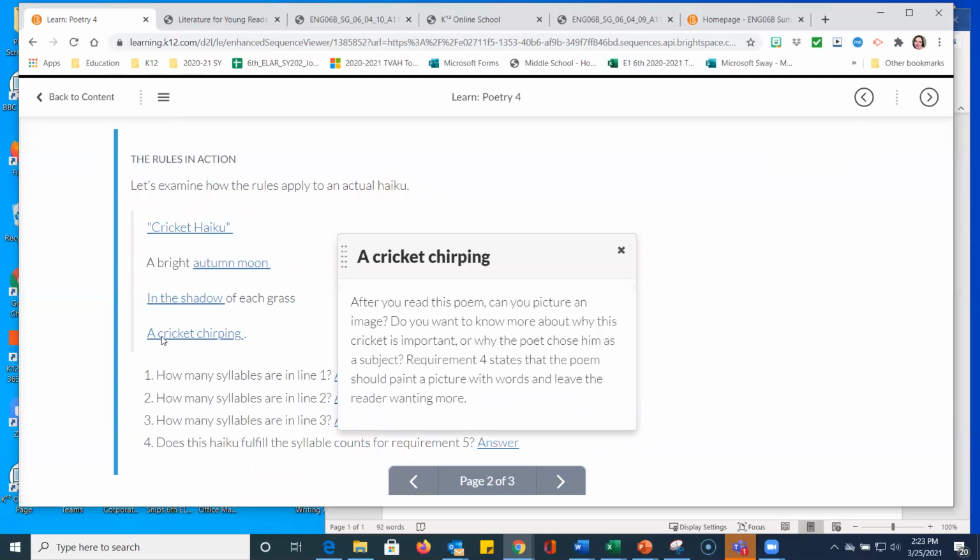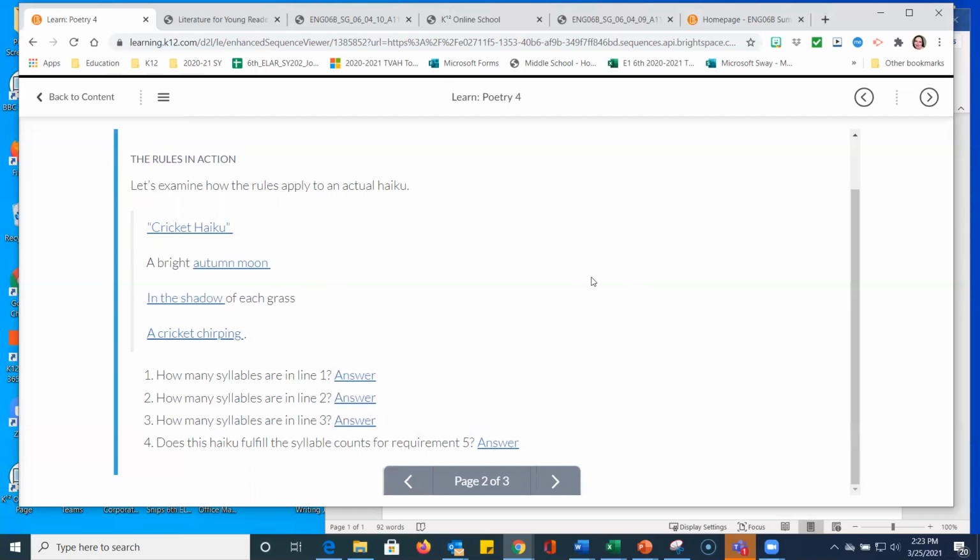A cricket chirping. After you read this poem, you can picture an image. Do you want to know more about why this cricket is important, or why the poet chose him as a subject? Requirement 4 states that the poem should paint a picture with words and leave the reader wanting more.